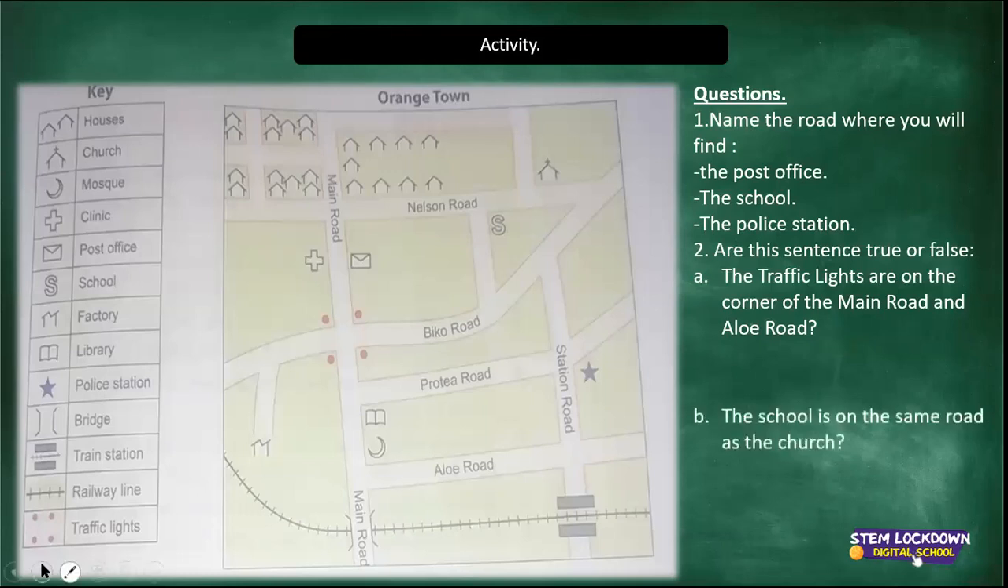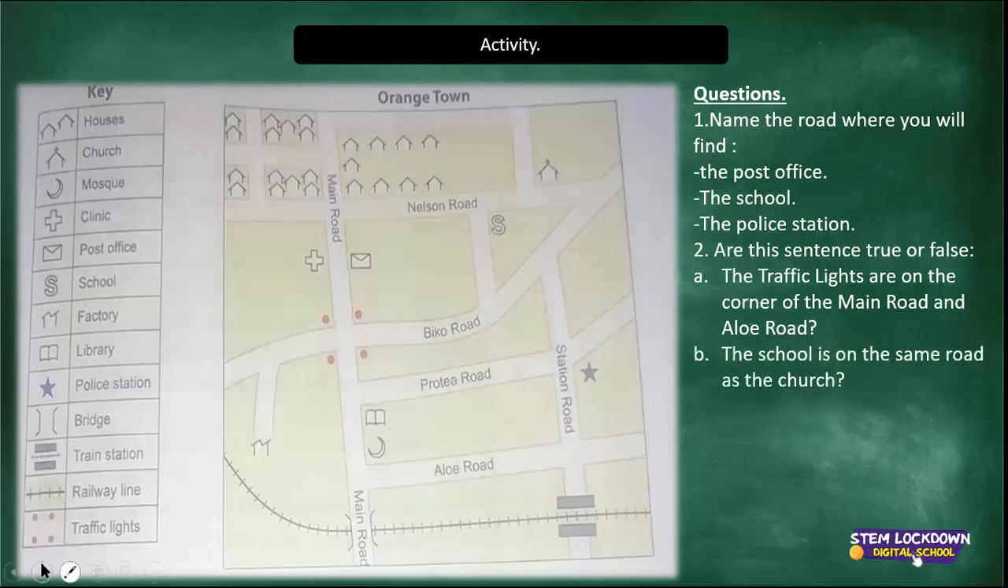The school is on the same road as the church. Is it true or false?